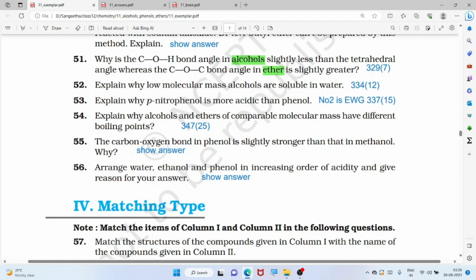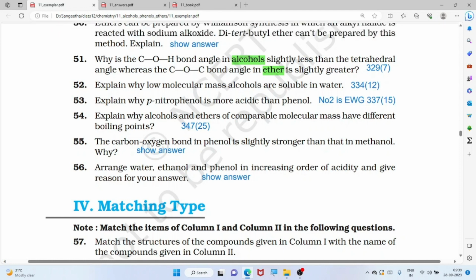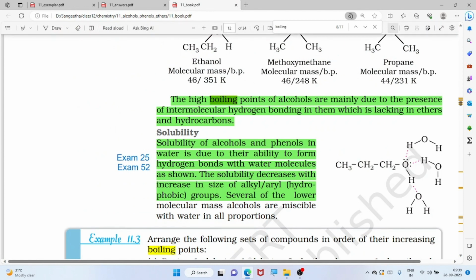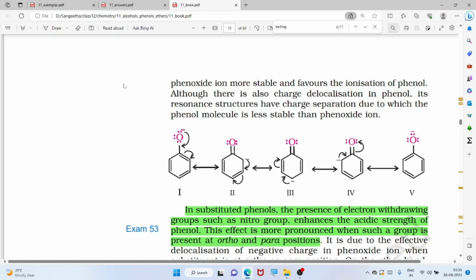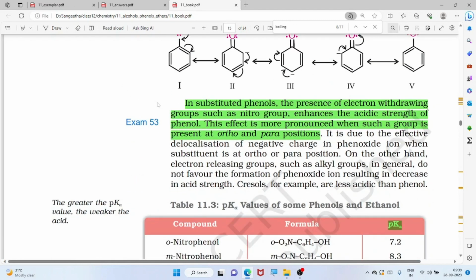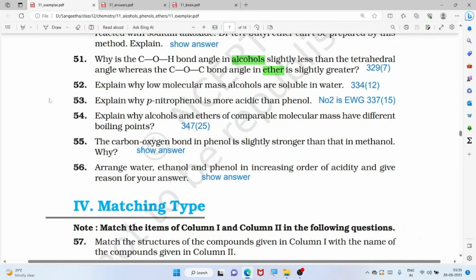Explain why para-nitrophenol is more acidic than phenol. It is because of the nitro group. With the presence of the electron withdrawing nitro group, the acidic strength of the phenol is enhanced.